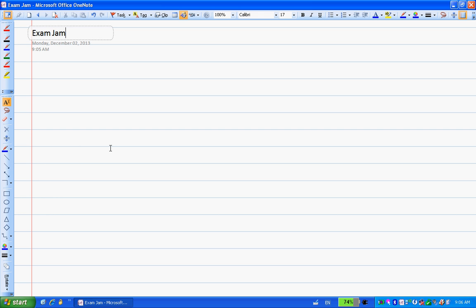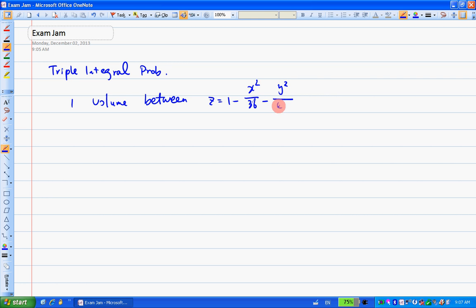Okay. So a student asked a question on one of the additional exercises in triple integrals, the first three questions actually, but I'll go over the first and the second. There's a triple integral problem here. The problem wants you to find the volume between z equal to 1 minus x squared over 36 minus y squared over 49 and the xy plane. So that's this triple integral question, volume.